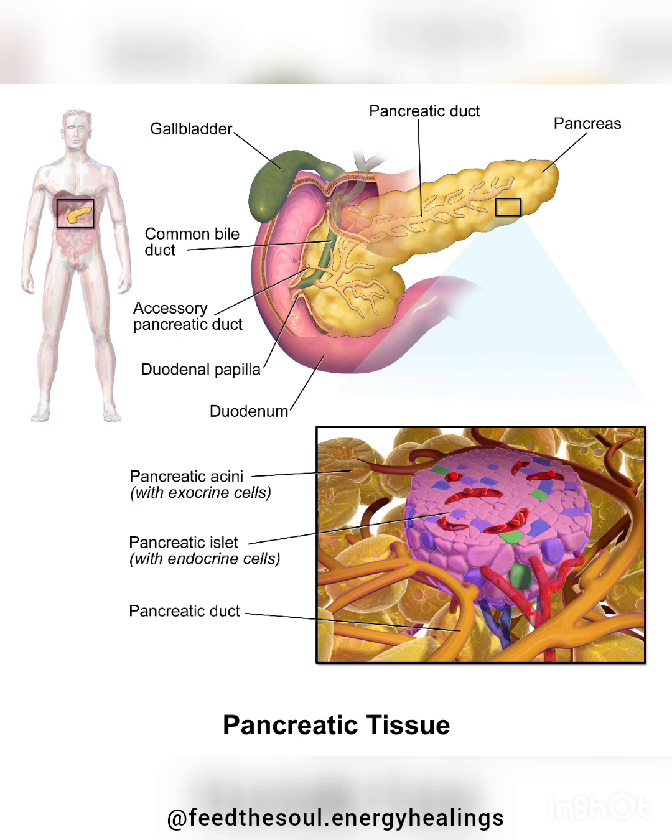Now, the beta cells are responsible for production of insulin, and the alpha cells produce glucagon. Am I making myself clear? These are some new terminologies for most of us.